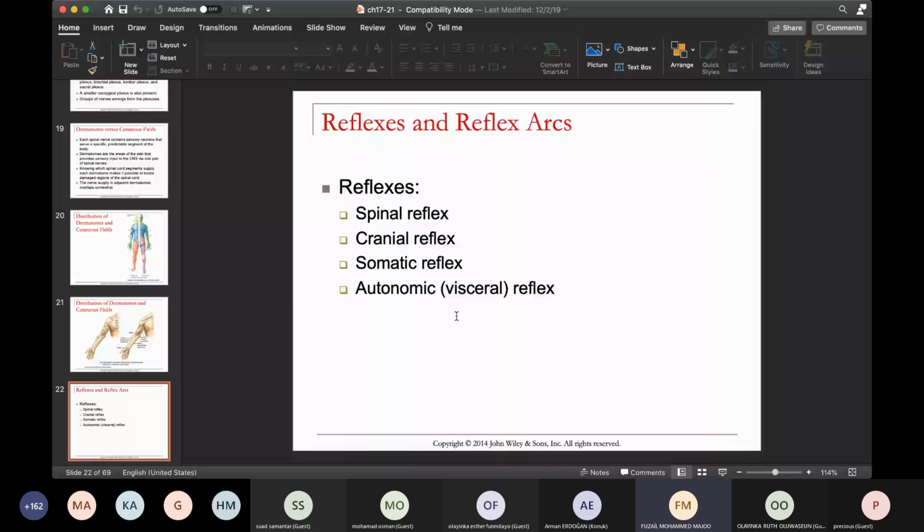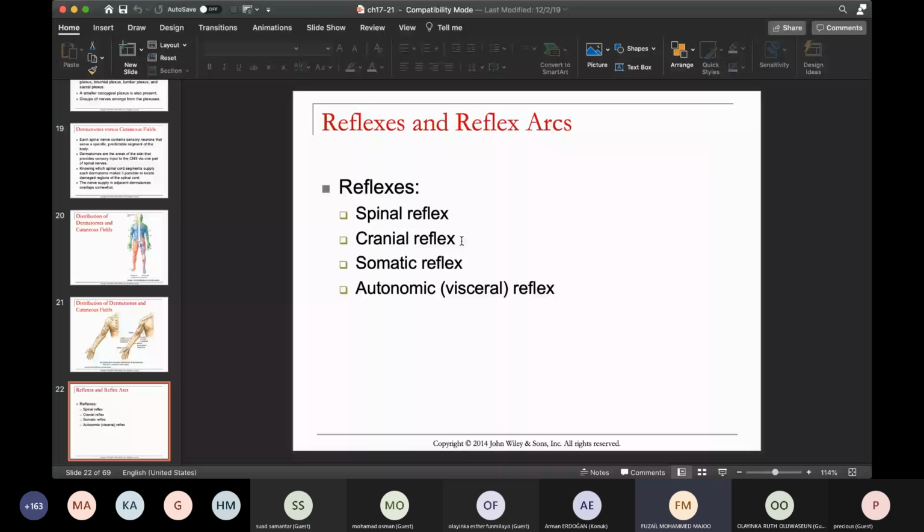Now, when integration takes place in the spinal cord gray matter, we say it's a spinal reflex. An example of a spinal reflex is the knee jerk, or the patellar reflex, as it's also called. If integration occurs in the brainstem rather than the spinal cord, then we call that a cranial reflex. An example of that is your eyes tracking the words that you're reading right now.